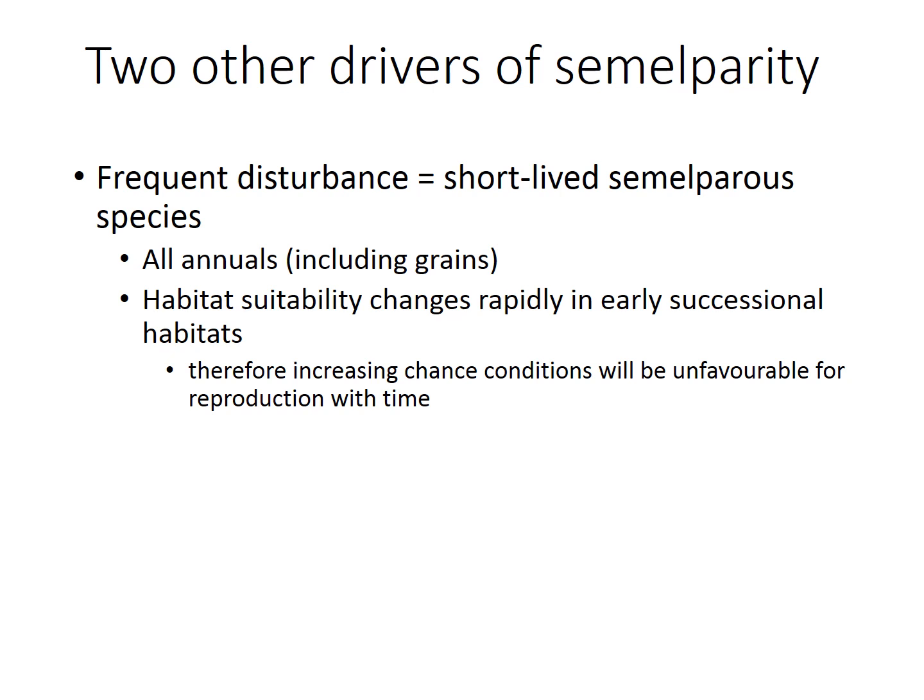So these would include all annual species, and it's worth remembering that many of our commercial grains are actually annual species. Now, under frequent disturbances, we expect that habitat suitability is going to change really quickly, because these are early successional habitats, and they're going to develop into later successional habitats very quickly. Therefore, as time progresses, there's an increasing chance that conditions that are favorable for a species now will become unfavorable. Therefore, the plant should rather invest its energy in reproducing now than waiting, when the conditions might become unfavorable for it, and then reproducing later.